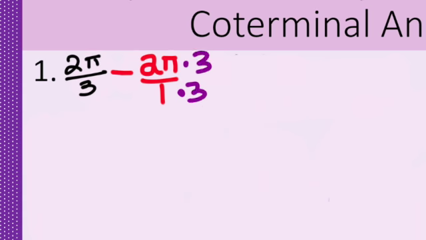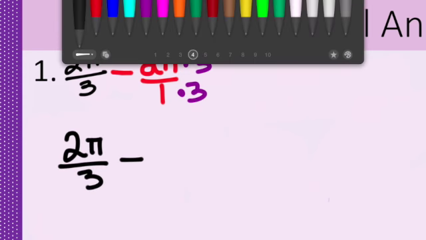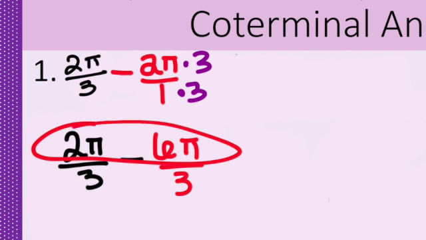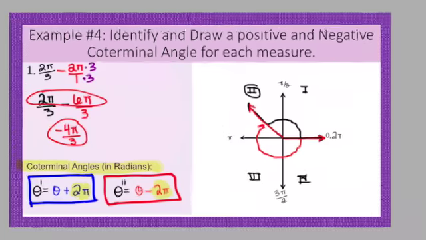If we want to find the negative, I'm going to have to subtract one revolution. I'm going to subtract 2 pi. So I need to get common denominators here. I'm going to multiply the top and the bottom by 3. And then I'm going to end up with 2 pi over 3 minus, and then 2 pi over 1 is now going to become 6 pi over 3. And then I'm just going to simplify the top. 2 minus 6 is just negative 4 pi, and the denominator stays as 3. And that's our first coterminal angle.